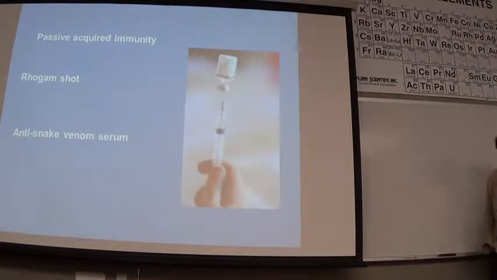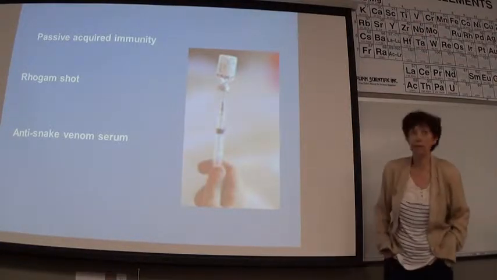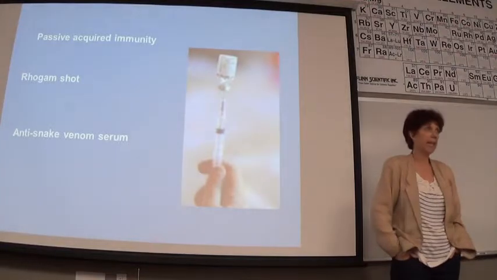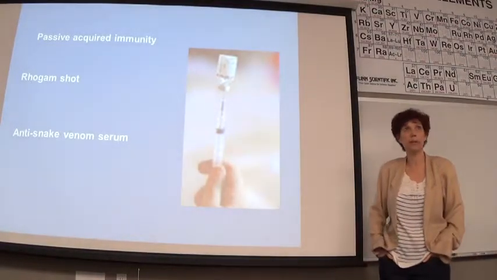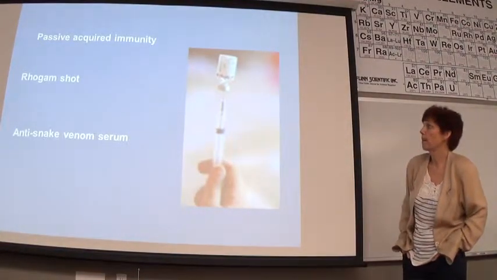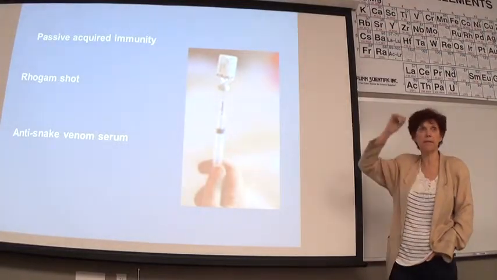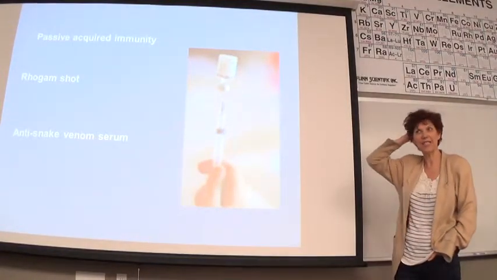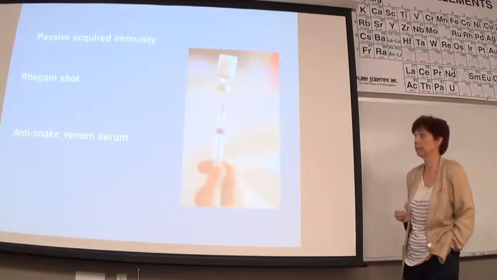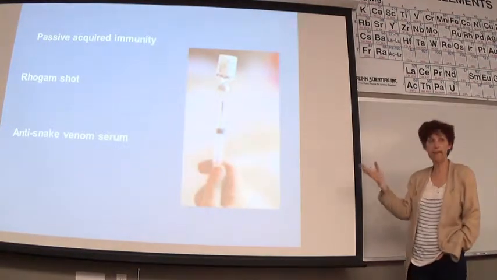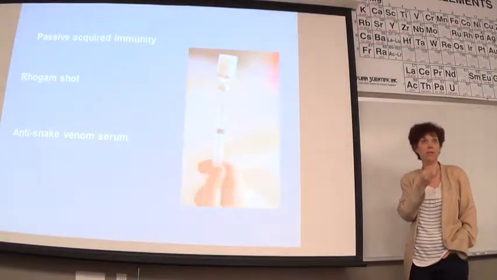So we've talked about these two aspects already, the RhoGAM shot. The gamma there stands for gamma globulins, which is like an immunoglobulin. Those were raised in a goat or a horse, into which D antigens were introduced. They're still passive because we're not giving the antigen to the person.